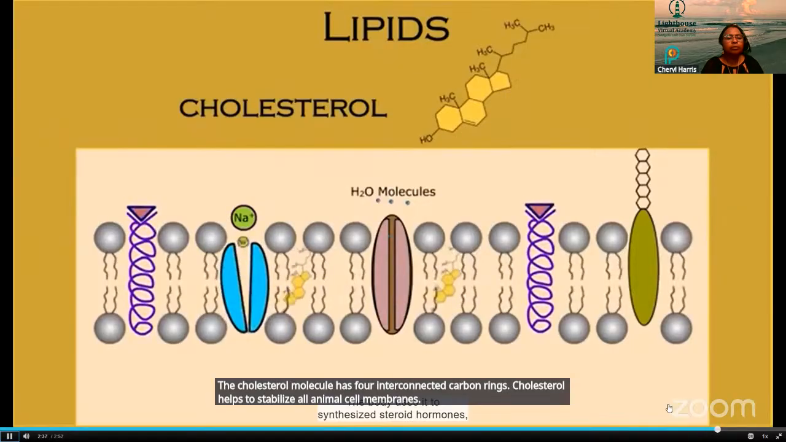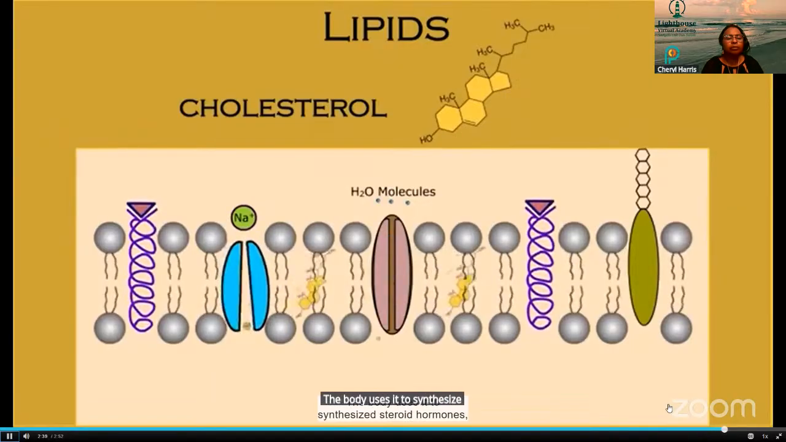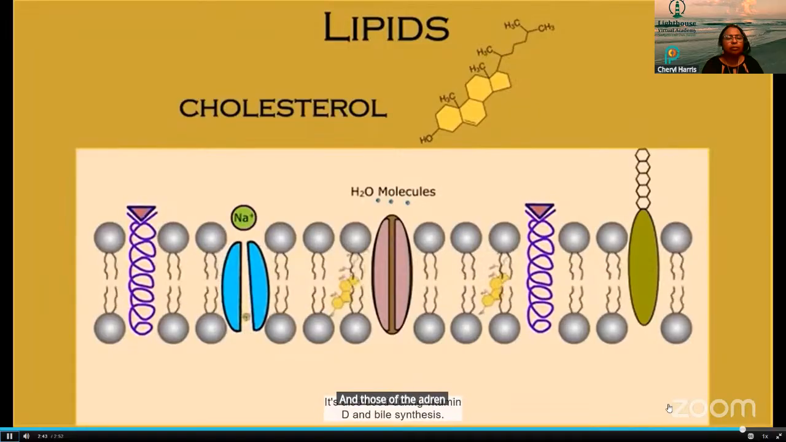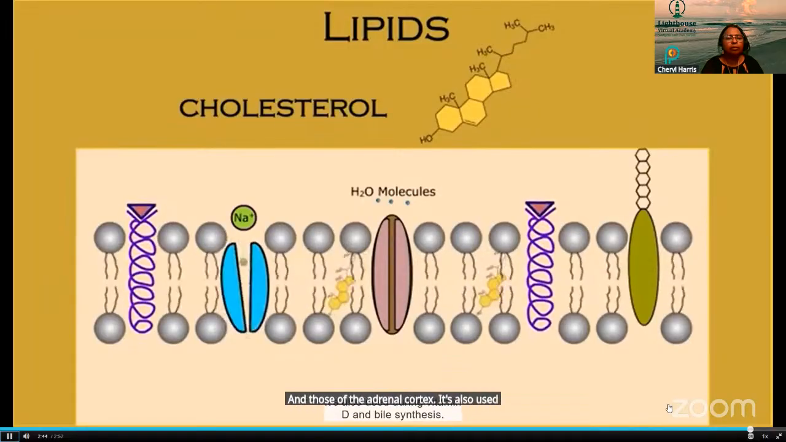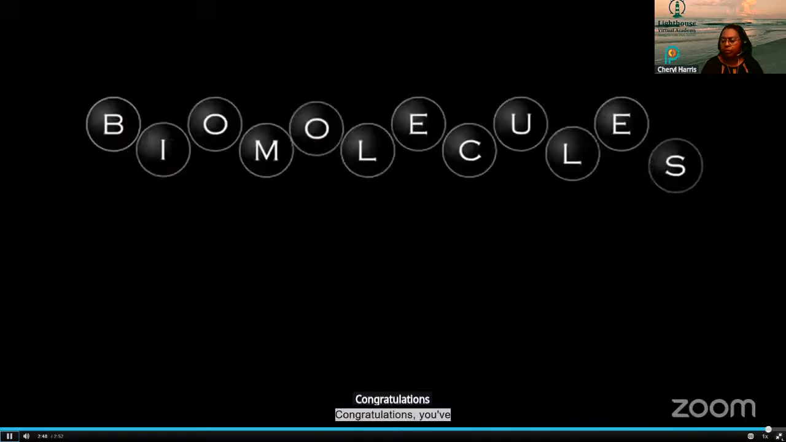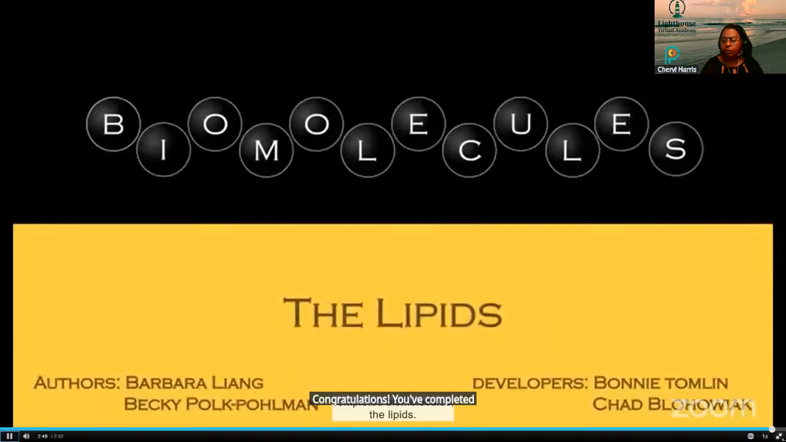The body uses it to synthesize steroid hormones, including sex hormones, and those of the adrenal cortex. It's also used during vitamin D and bile synthesis. Congratulations! You've completed biomolecules, the lipids.